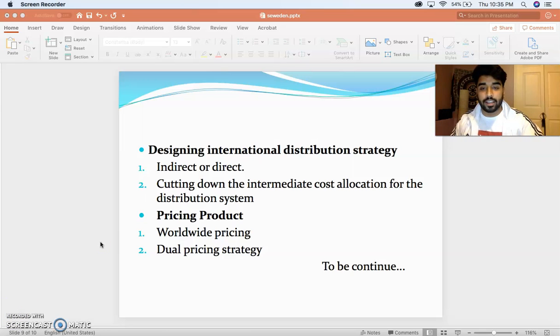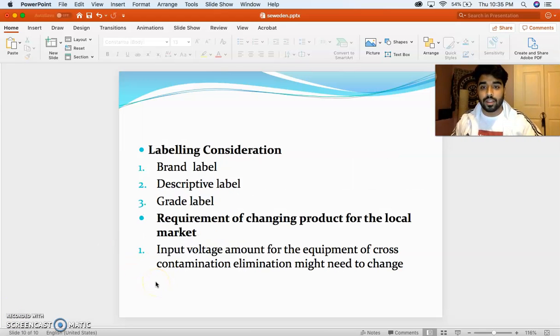So the next slide is talking about labeling considerations. So the first is brand label. Brand label is the logo of the company, which is situated on the front of the product. Second is descriptive label. Descriptive label is a label on the product which has the name of the product on which the label is applied, the net weight of the product, ingredients, and everything like a barcode.